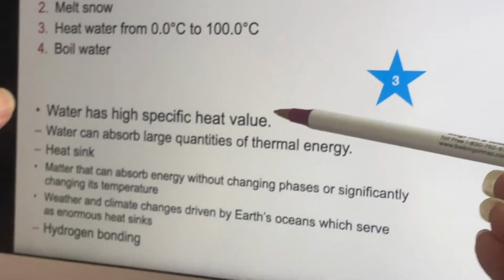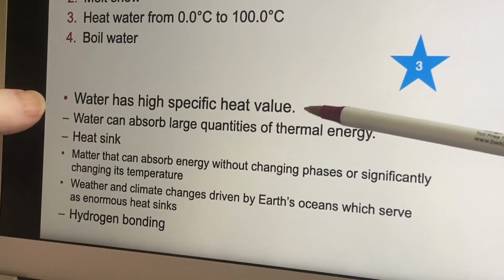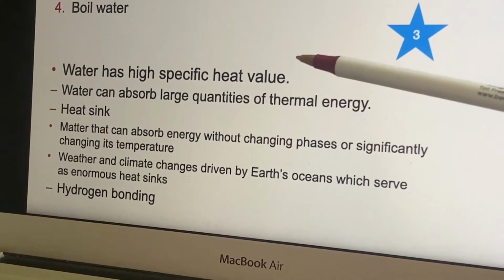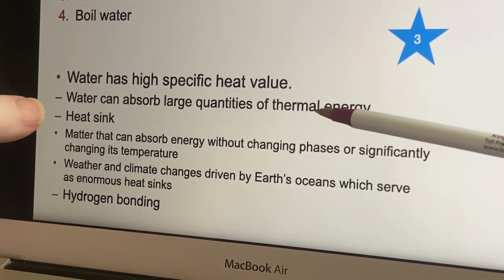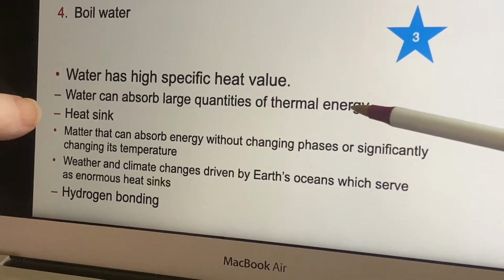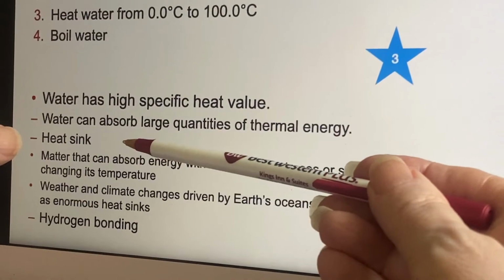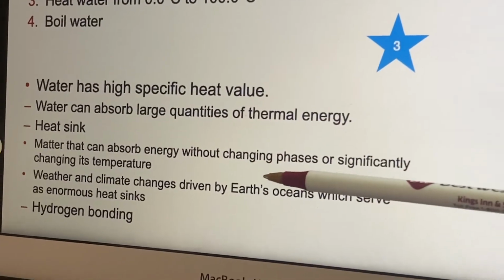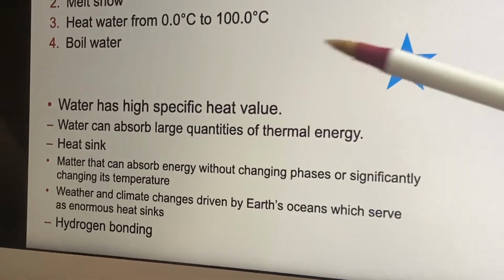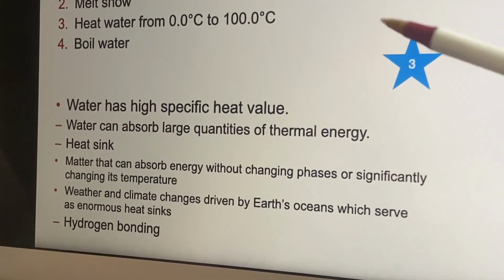The water itself has a high specific heat value, so we're going to expect to get some pretty big numbers out of this. The water absorbs large quantities of thermal energy. Well, that's the same thing as saying that it is a heat sink. Really hard to get it to change temperature, which is why we use ice in our coolers when we want to keep our drinks cold.